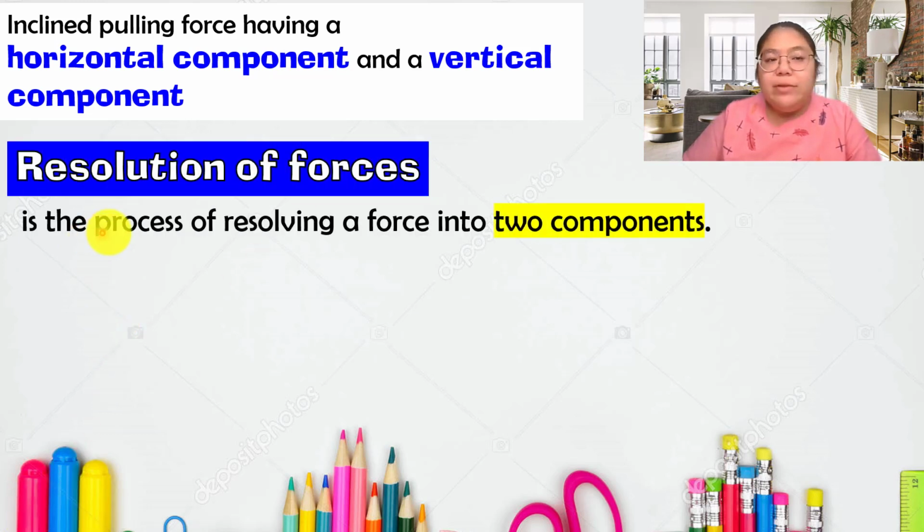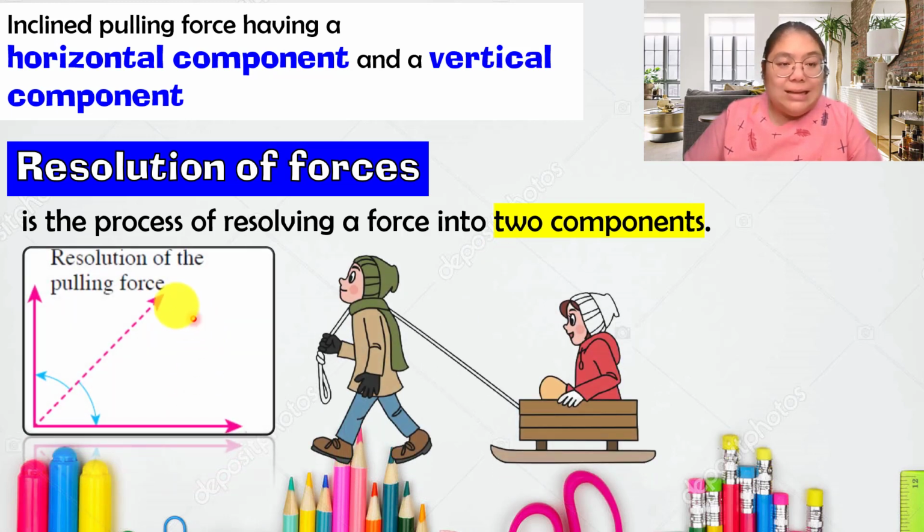First, the definition of resolution of forces: it is the process of resolving a force into two components. So this is the process of resolution. Let's see the two components. This one is an example. This is a force pulling up. Now, resolution of the pulling force means that from the starting point, it is separated into two forces. One goes up, which we call the vertical force. Another one is the horizontal one, also from the starting point. This one we call the horizontal component.